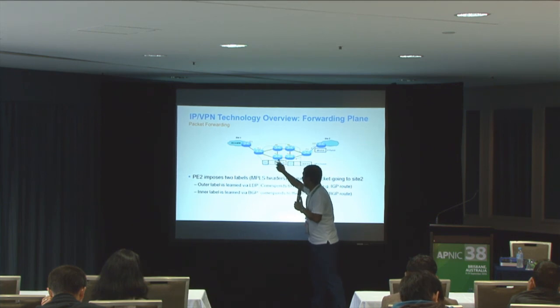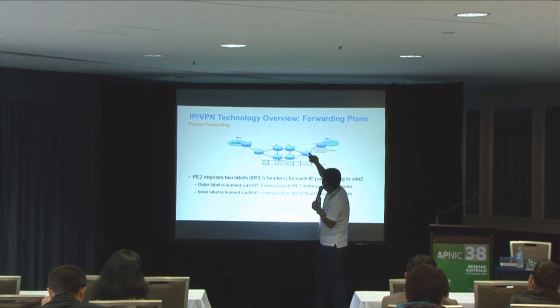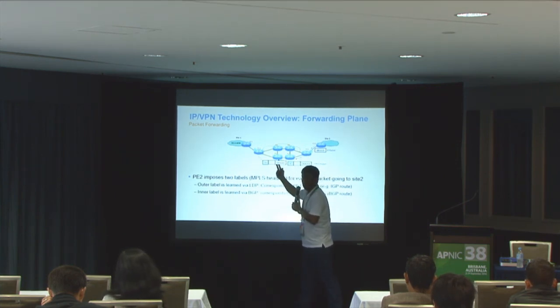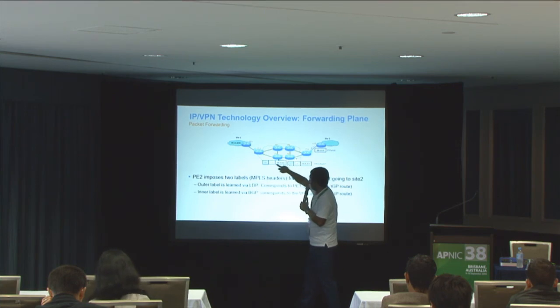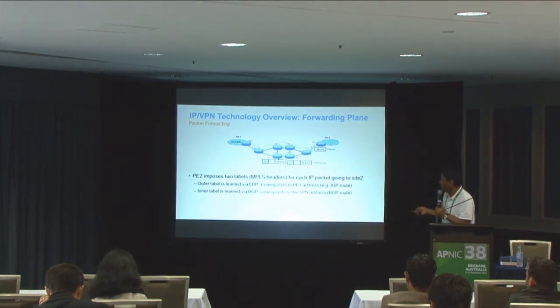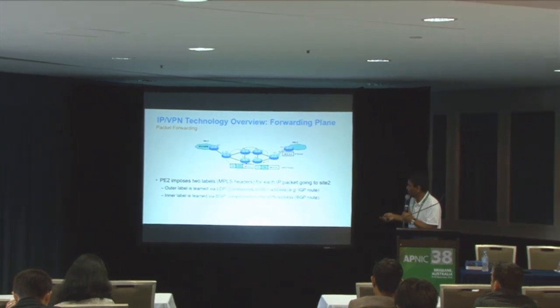So this is how the packet comes here. And did you see, from the ingress PE router to the egress PE router, when the packets are going, only the transport label will be swapped here. But the inner label stays as it is, 100, 100. So this is how the packet goes across the network.